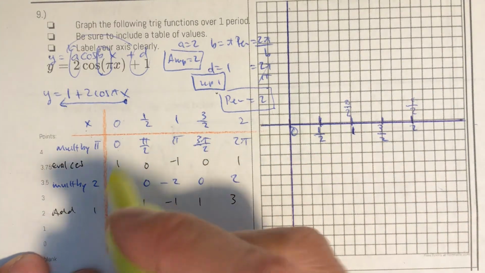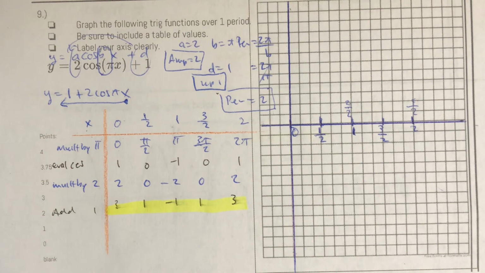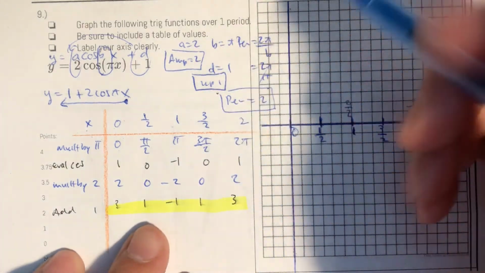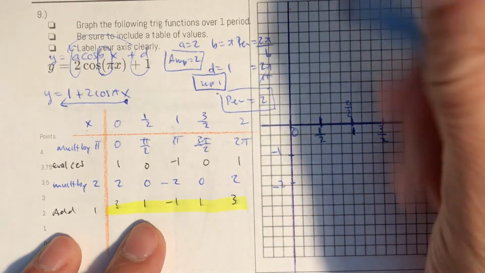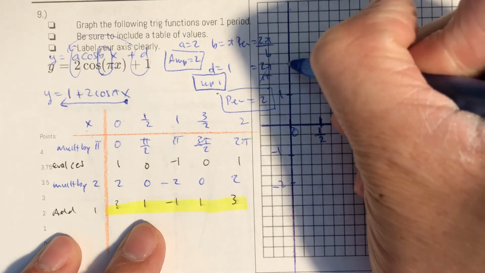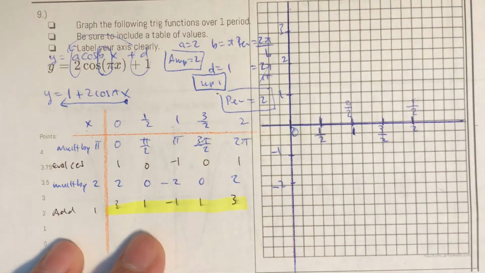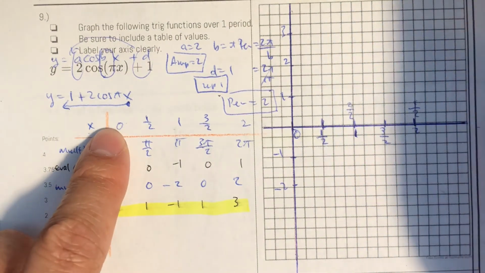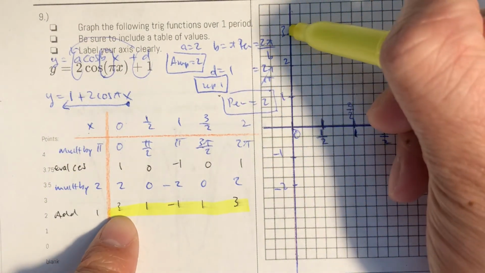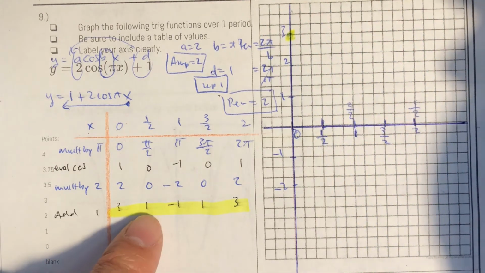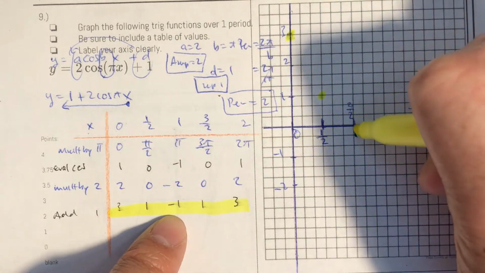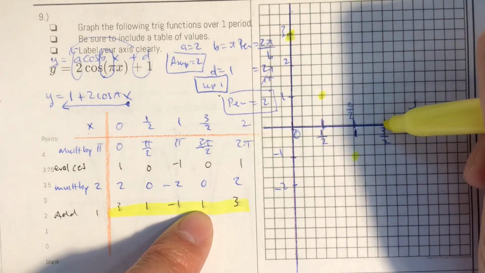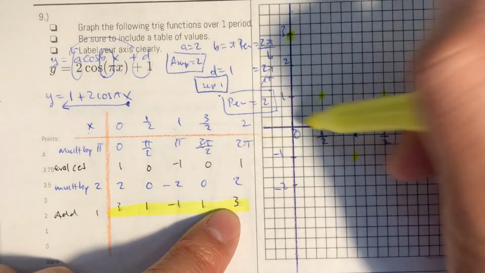All right, let's go ahead and graph the last one here. Now, based off these values, I kind of know what to write on my y-axis. So 1, 2, 3. 0, 3, 0, 3. 1/2, 1. 1, -1. 3/2, 1. 2, 3.